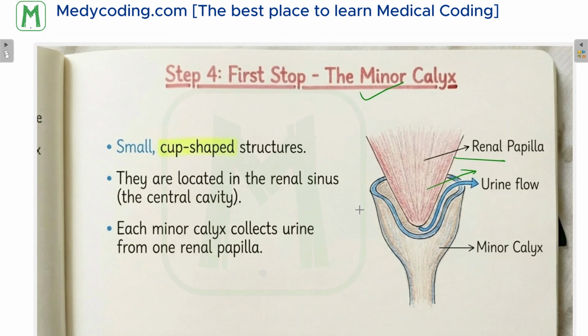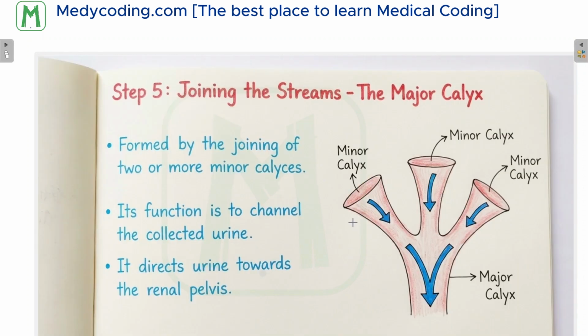The minor calyces are cup-shaped structures that collect the urine. Then the next part is the major calyx. Many minor calyces combine together to form a bigger space for the urine, which is the major calyx. So the minor calyces and major calyces are the structures collecting the urine. After this, there is a funnel-shaped structure that also collects the urine, known as the renal pelvis. Since the minor calyces, major calyces, and renal pelvis all collect urine, they are collectively called the renal collecting system.